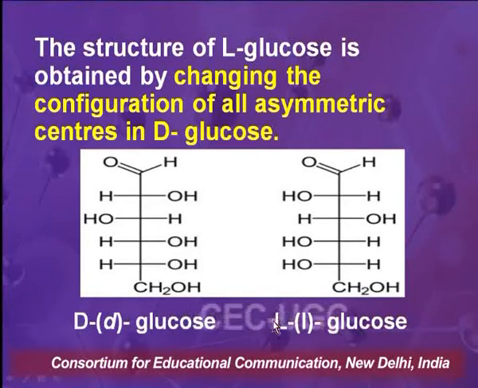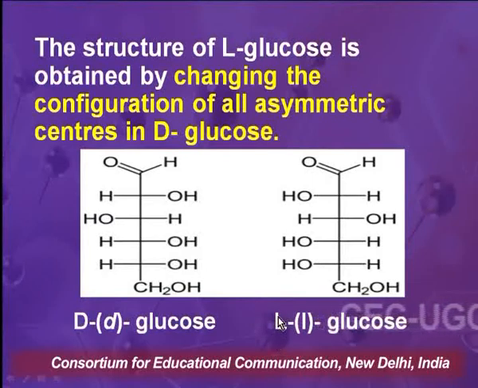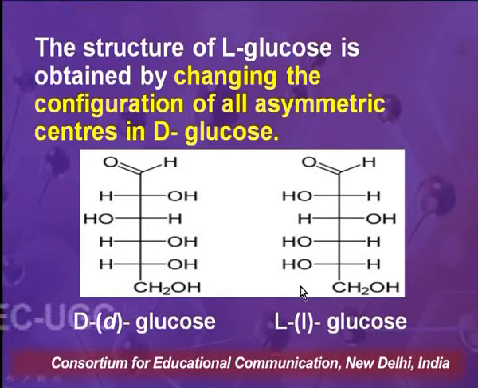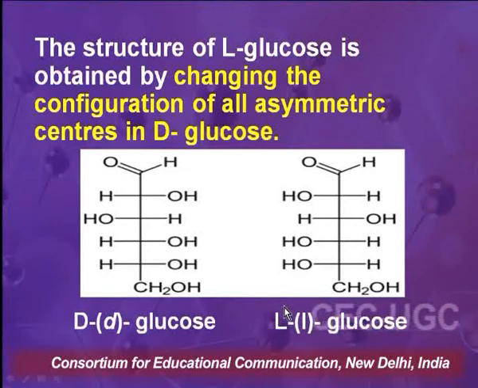Whereas here L indicates that it has L configuration, that is, OH is on the left hand side at the highest numbered asymmetric carbon, and this molecule is levorotatory. Now, as I've already said, we can easily remember the configuration of the D molecule, that is, O, right, left, right, they're alternating.